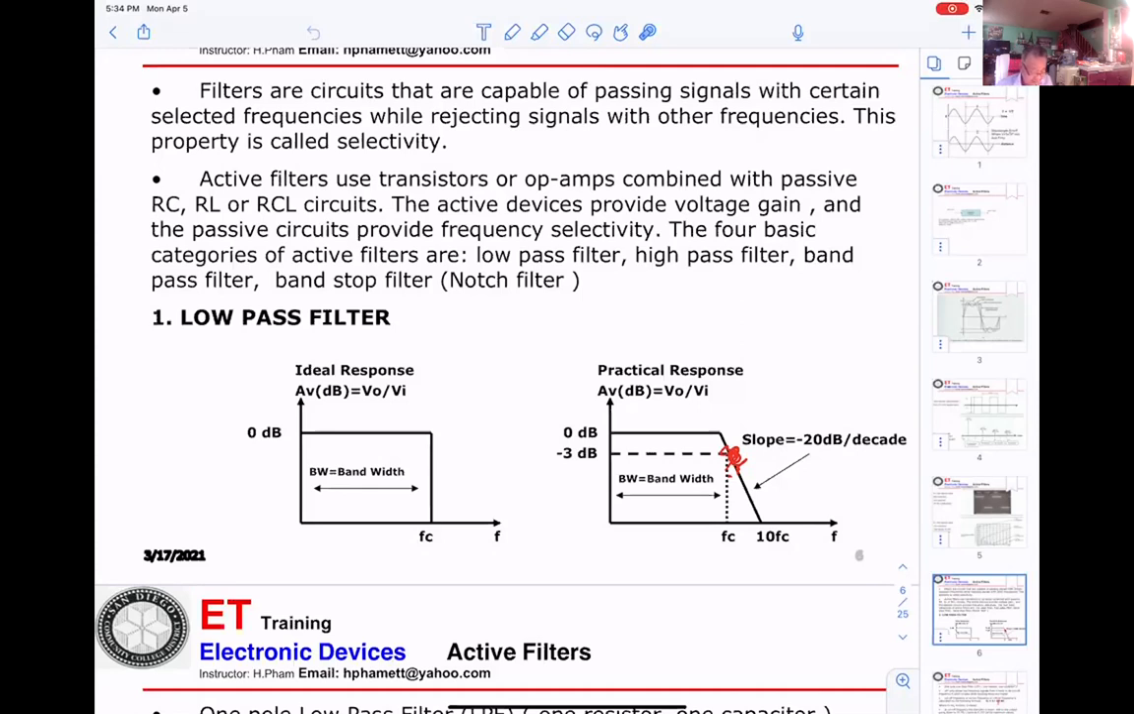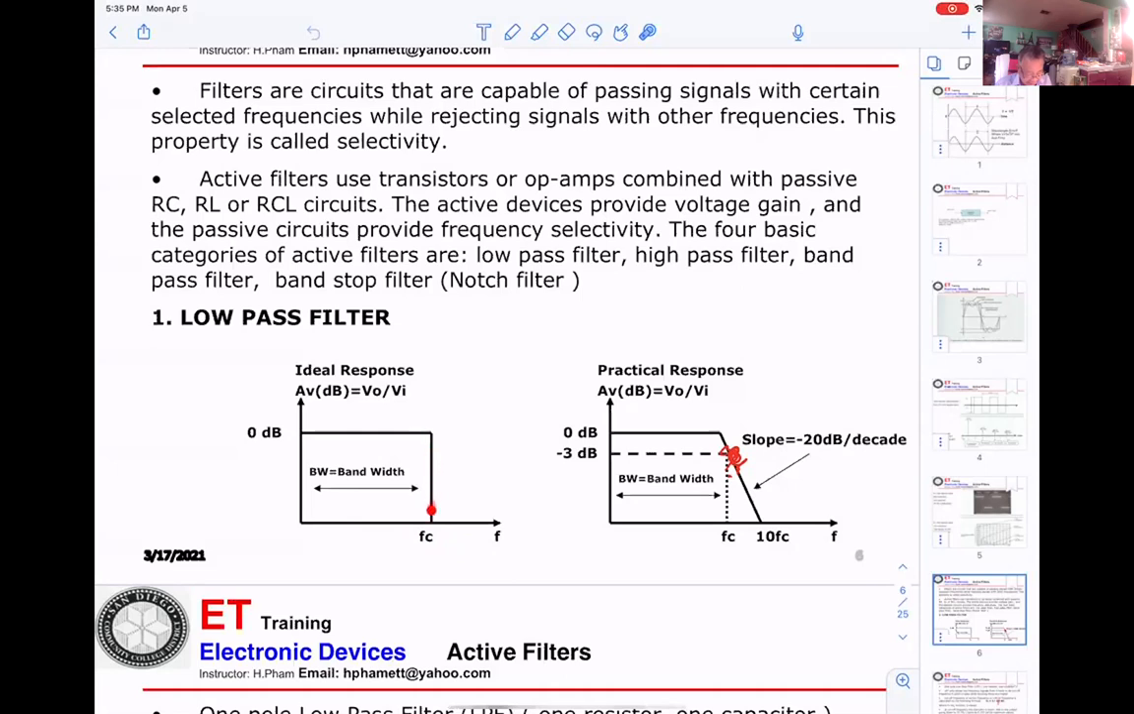The four basic filters are the low pass filter, high pass filter, band pass filter, and band stop filter, also known as the notch filter. Now this is the low pass filter. Low pass filter means it passes any frequency less than the cutoff frequency. This is the cutoff frequency, Fc, right here.